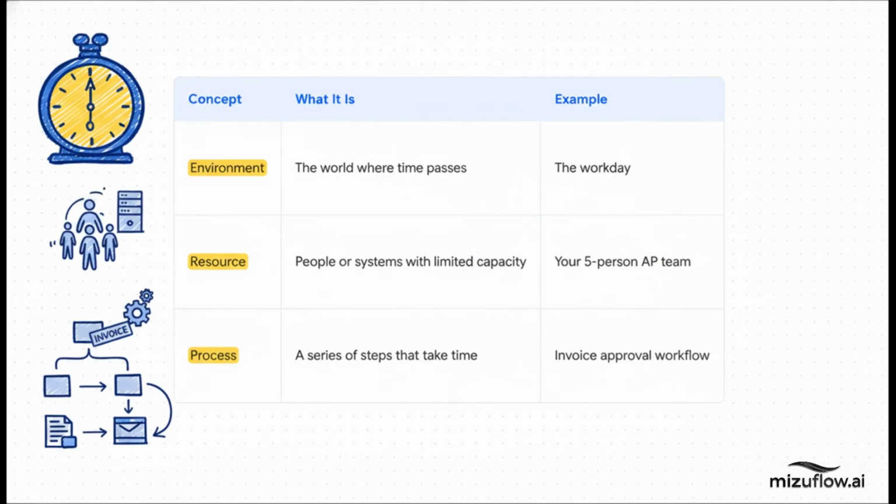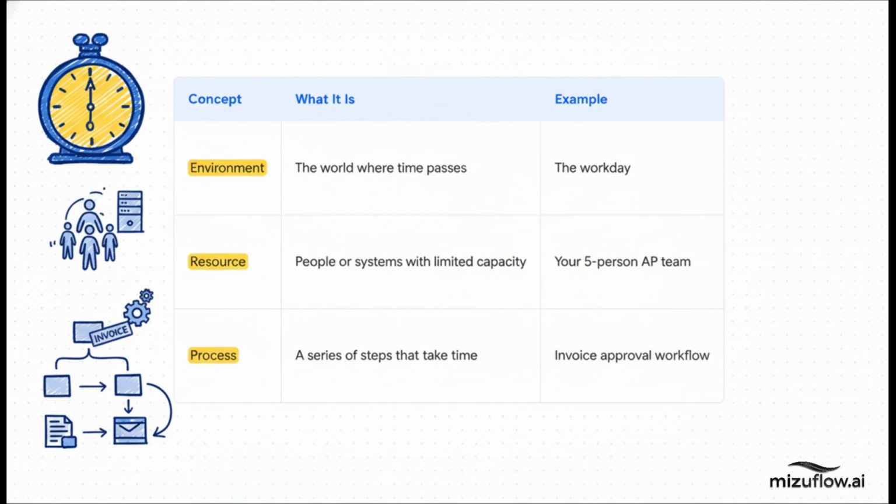It really comes down to just three core things. First, you've got the environment. That's just the world where time passes. Think of it as the clock on the wall during a workday. Simple. Second, you have resources. These are just things with limited capacity, like your 5-person accounts payable team. They can't do everything at once. And finally, you have the process. That's just the list of steps an invoice has to go through to get approved.